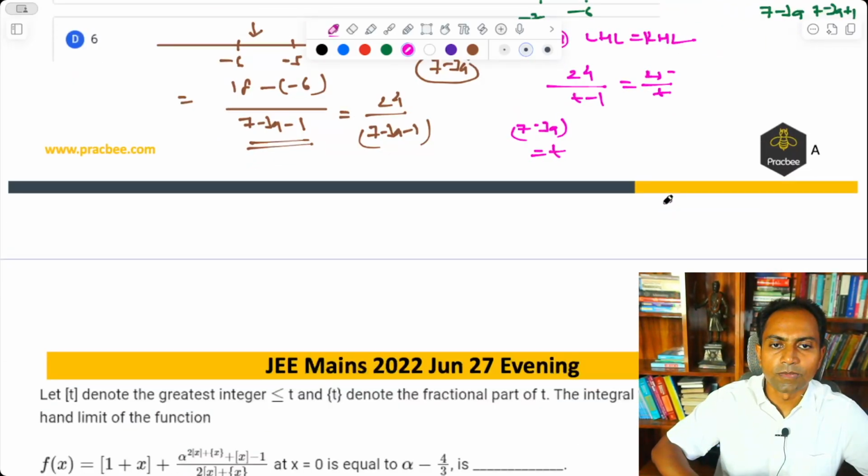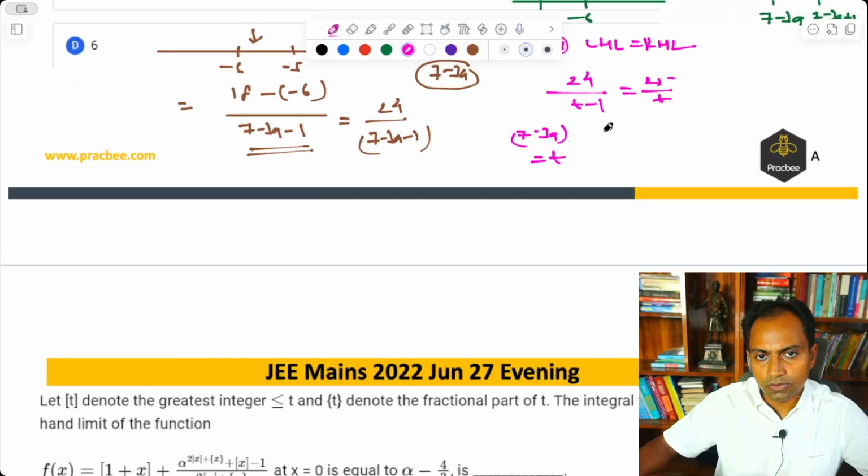We can cross multiply this, solve and get my answer. So if I solve this, 24 times t will be 25 times (t minus 1), that is 25t minus 25. So the value of t, if you simplify, comes out to be 25. This is 7 minus 3a.